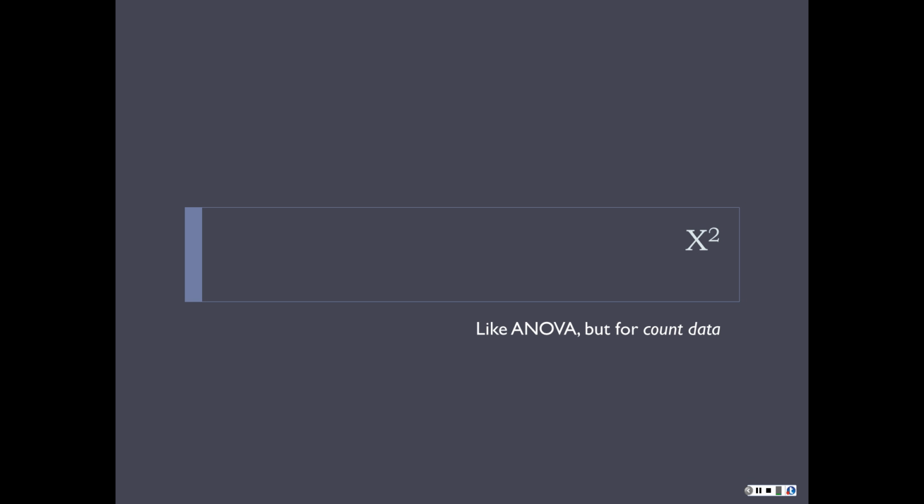Now there are two types of chi-square tests. The thing they have in common is that they both use the chi-square distribution, but they use it in different ways. They have things in common, but they're different kinds of tests. So first I'll talk about what we call a one-way chi-square or a goodness of fit test in this lecture.